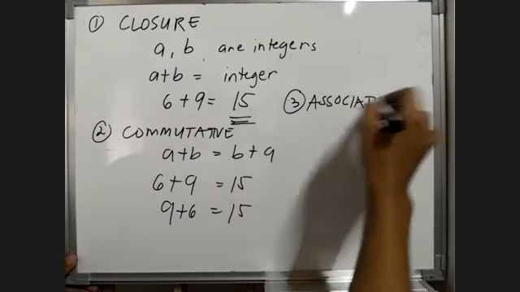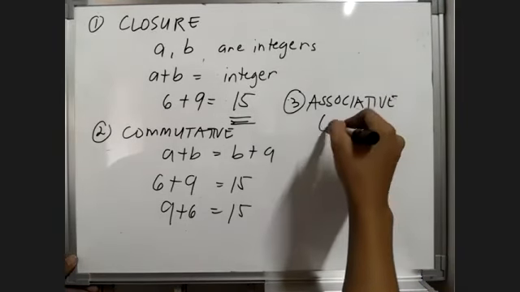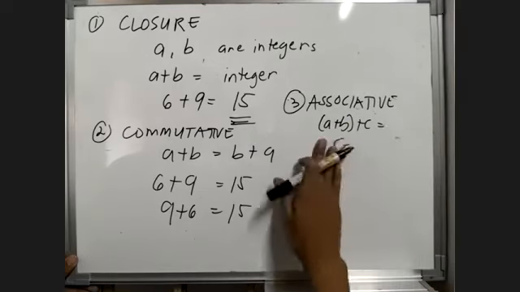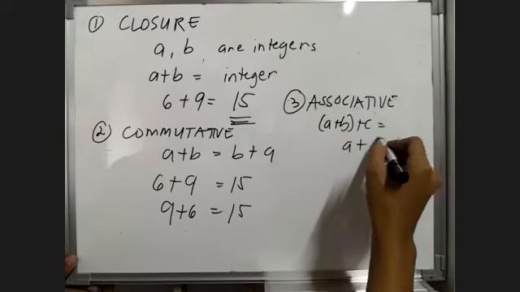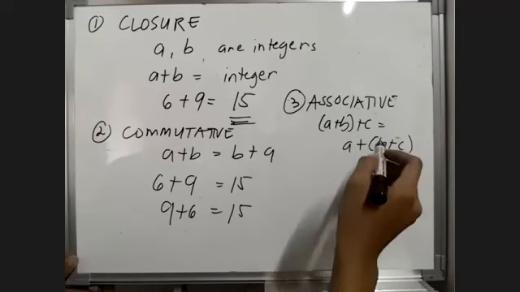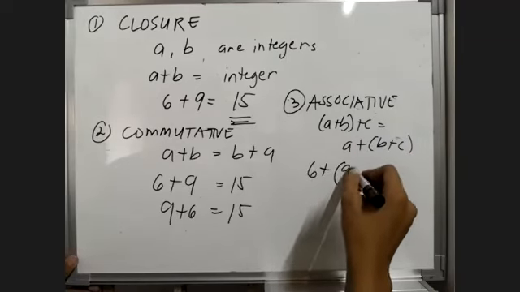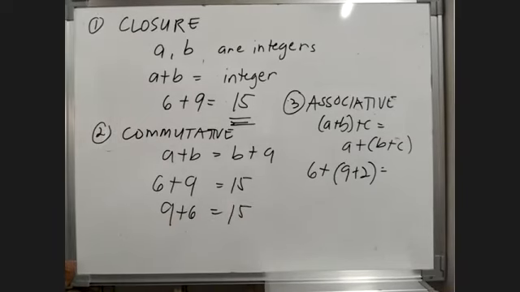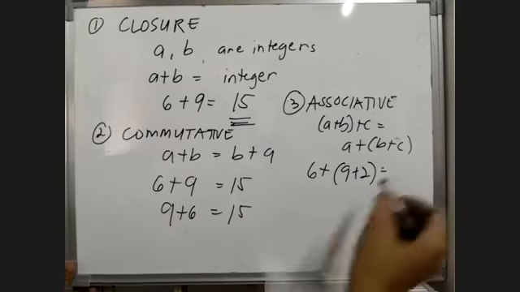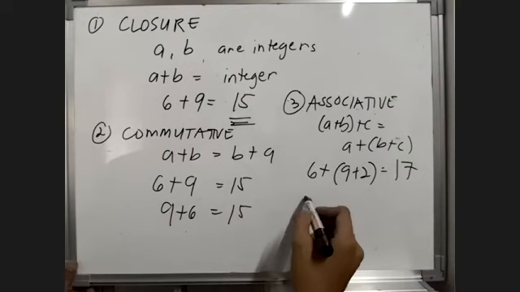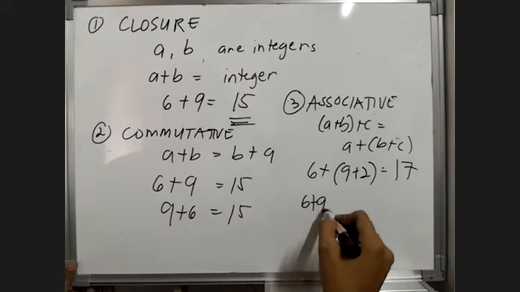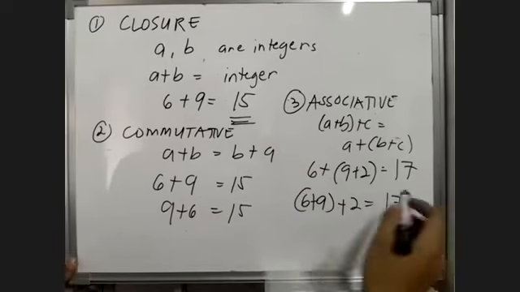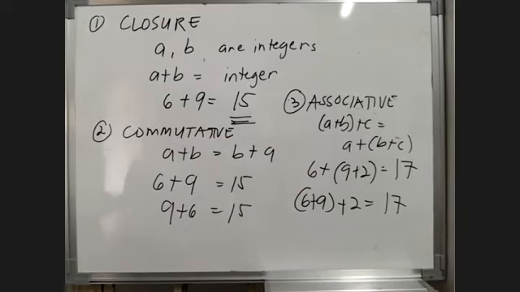Kay associative naman, review na lang to. Associative, ito yung pag ginroup natin. A plus B plus C is also equal to A plus the quantity B plus C. For example, I have 6 plus 9 plus 2. We have PEMDAS tayo, 9 plus 2 muna, which is 11. Plus 6, meron tayo 17. Equivalent daw siya sa 6 plus 9 plus 2. So, 6 plus 9 is 15 plus 2, 17 din siya. Ayun lang naman yung tatlong properties.